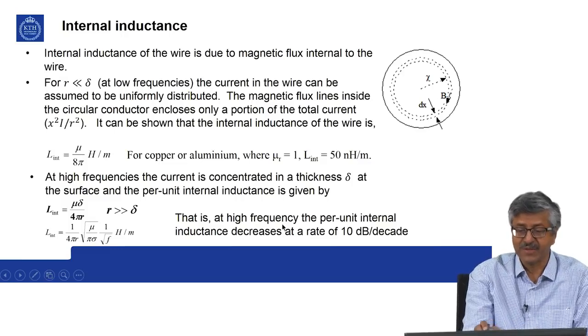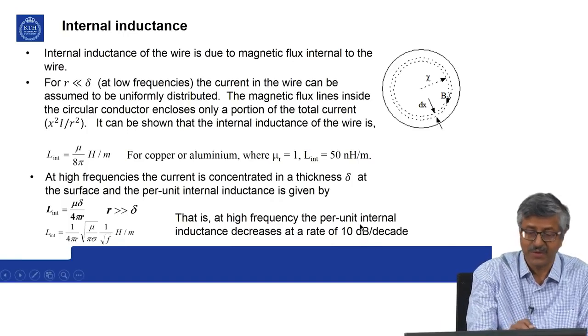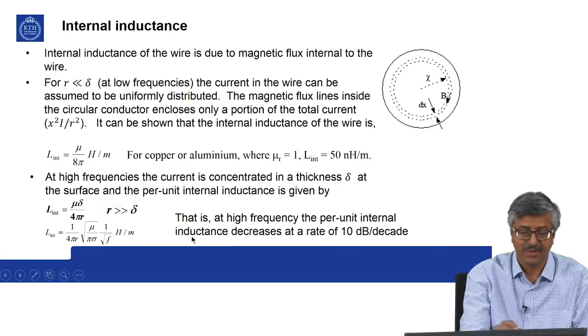So, you can say that at high frequency the per unit length internal inductance decreases at a rate of 10 dB per decade. In the previous class you have seen what dB means. If you take the log of this, this is 1 by root f, because even resistance or impedance you can express in terms of dB. So, 20 log of 1 by root f, which is f to the power of minus 1 by 2, so 20 into 1 by 2 is 10. So, per 10 times increase in frequency you have a 10 dB change in inductance. So, that is the meaning of this equation.